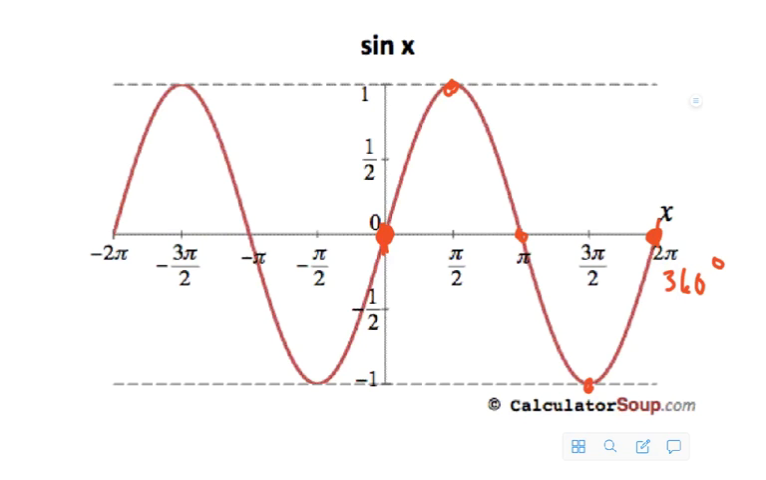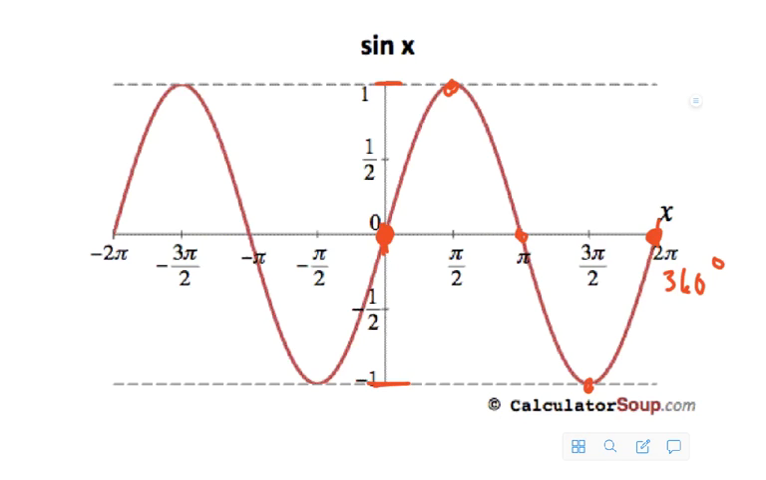The domain of the sine graph is the set of all real numbers. In other words, any number you plug in for x, you'll always get an output. You'll never get an error message. But the range, the y values, only fluctuate between 1 and -1. So the range is between 1 and -1.